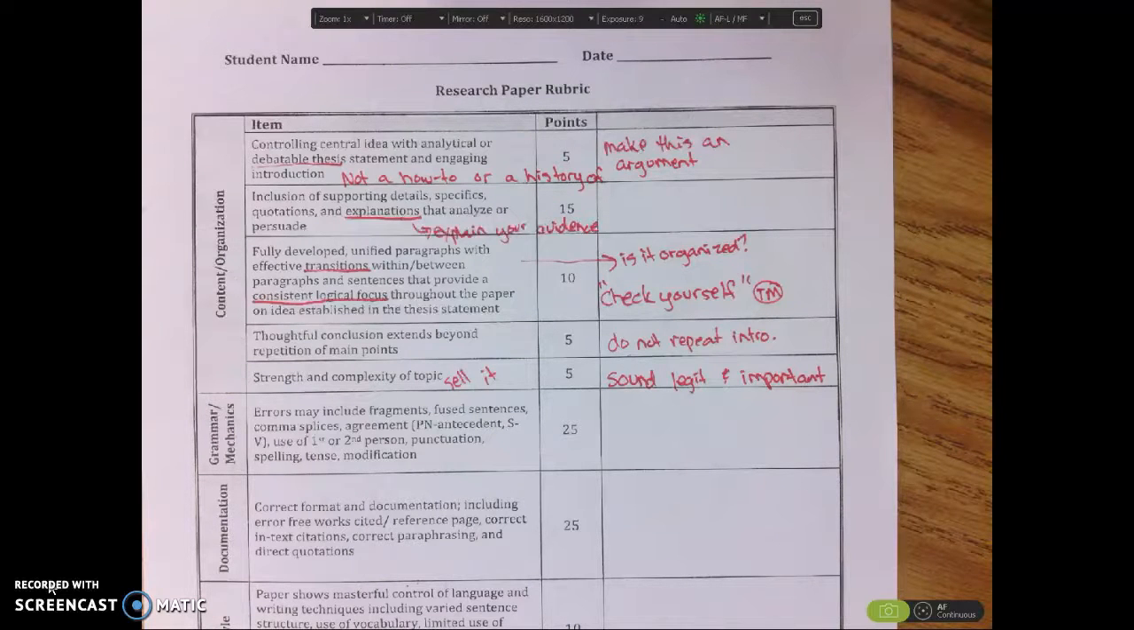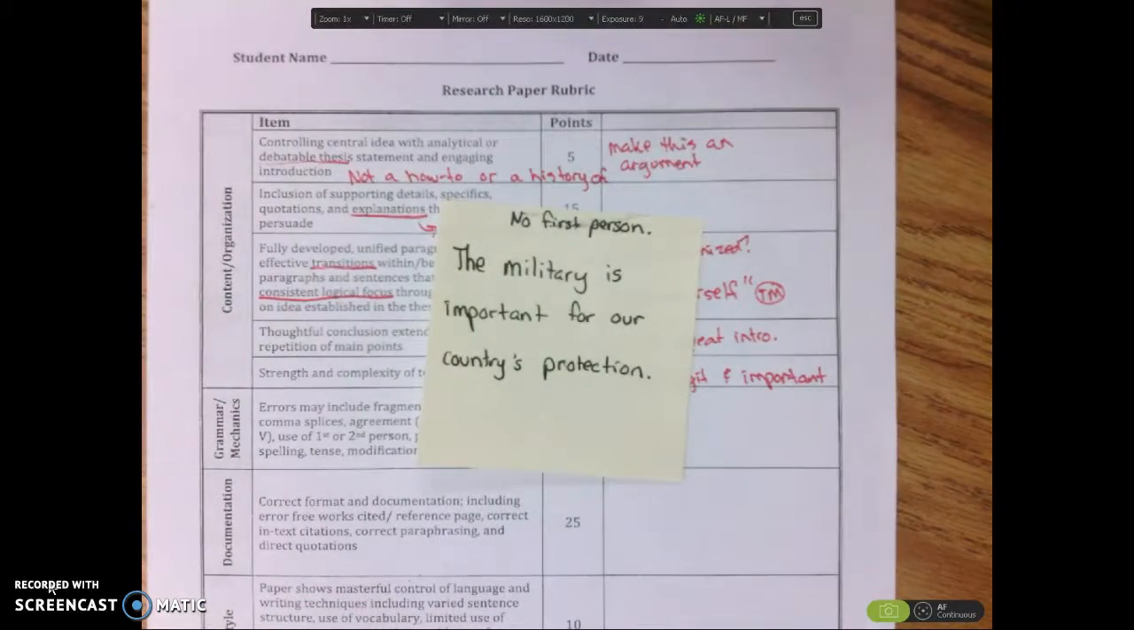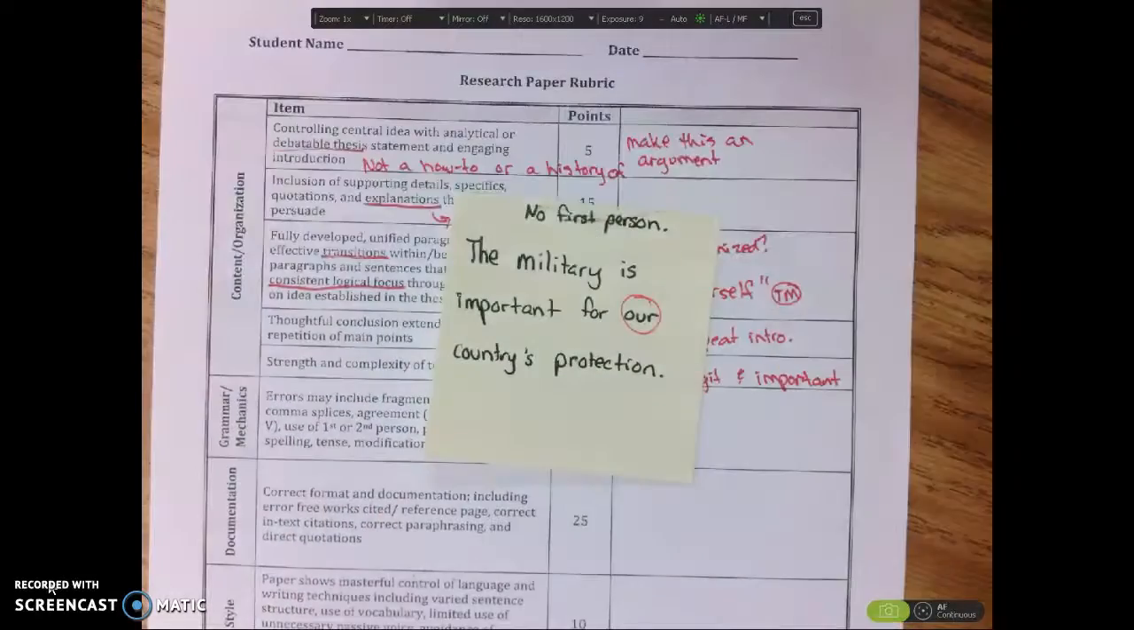The other problem that I am seeing a lot of is first and second person pronouns. People are struggling with that. So here is an example of how to fix the first and second person pronouns and how tricky they can be. So, the military is important for our country's protection. Miss Summerlin, where is the first person pronoun? Well, it's right here. But it's our country.